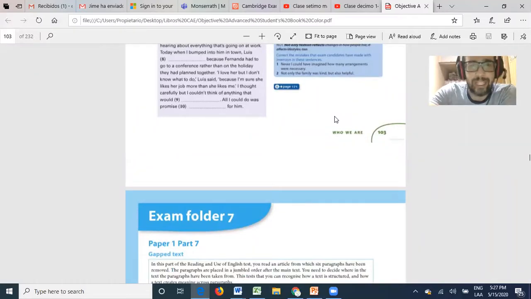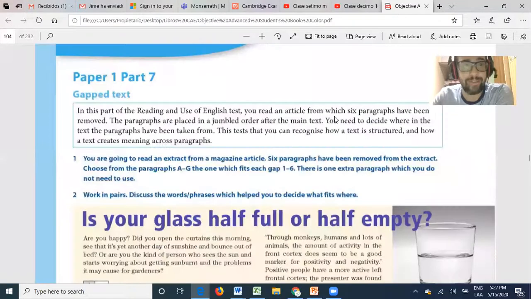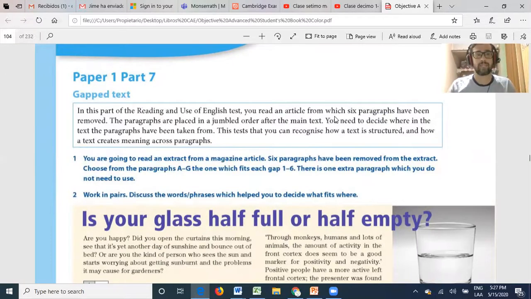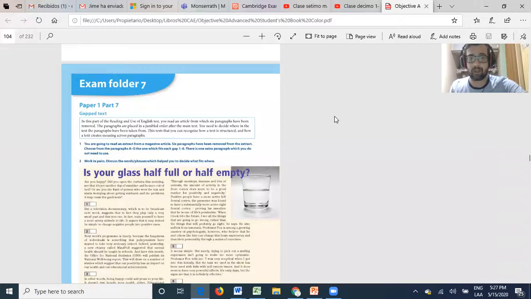And we're going to finish this lesson practicing for part 7 of the reading and use of English test. Remember, in general, it says in this part of the reading and use of English test, you read an article from which 6 paragraphs have been removed. Remember, that's one of the most difficult ones. It says the paragraphs are placed in a jumbled order after the main text. You need to decide where in the text the paragraphs have been taken from. These tests check that you can recognize how a text is structured and how a text creates meaning across paragraphs. So you can practice that over here.